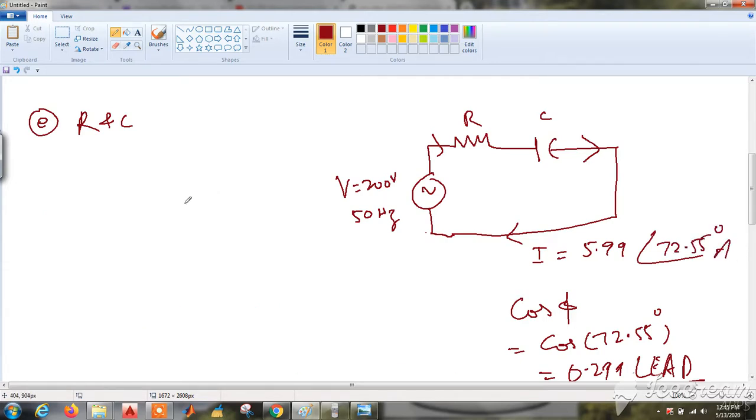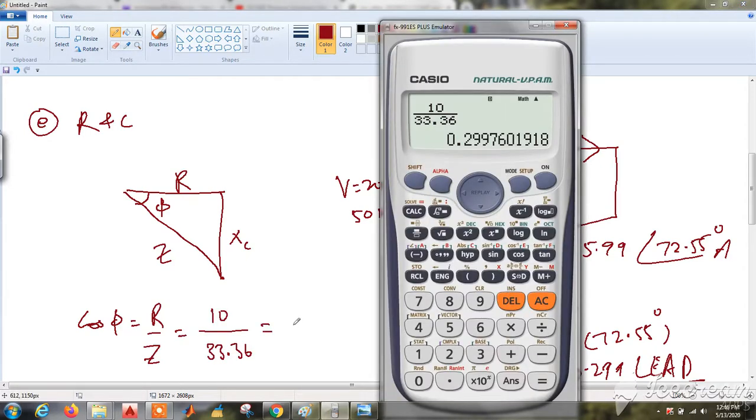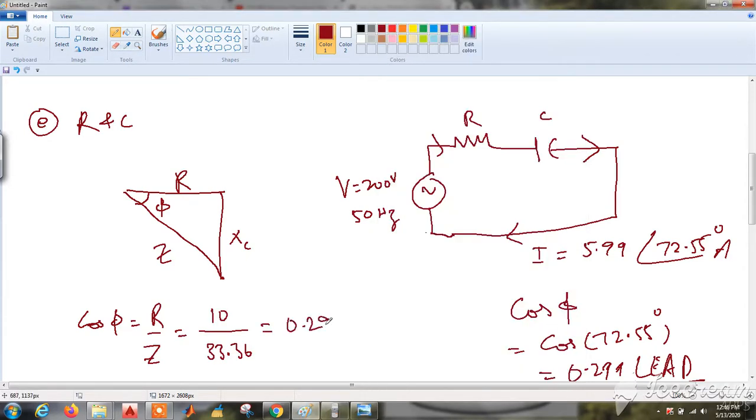Now you can also calculate the power factor from the impedance triangle, that is XC will be downwards, this is Z, this is R, and this is power factor angle. It is down because it is negative. We know cos phi is equal to R by Z. So you will get the same result 0.299, but lead because of capacitor.